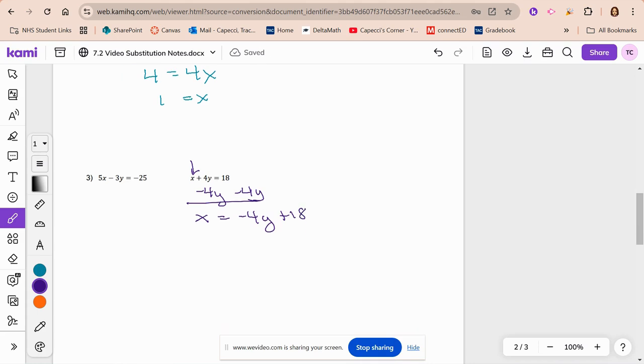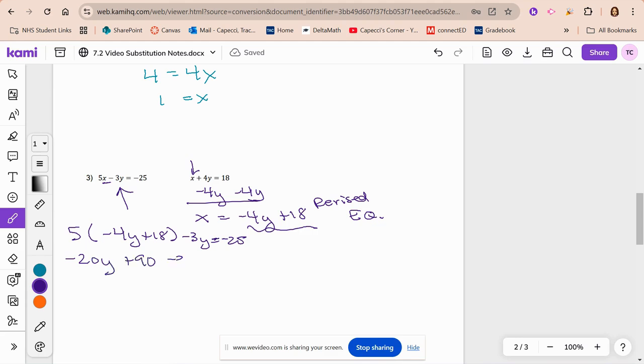Okay, so now this is my revised equation. I'm going to come back to that revised equation, and everywhere I see an x, I'm going to substitute in this expression. So I have 5 times, now I'm going to stop, and I'm going to substitute in negative 4y plus 18. I'm going to keep going now with this equation right here. Minus 3y is equal to negative 25. So that gives me negative 20y plus 90 minus 3y is equal to negative 25.